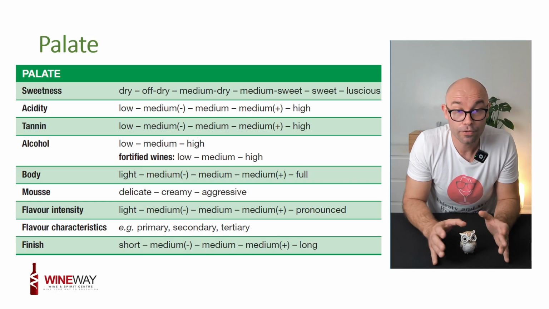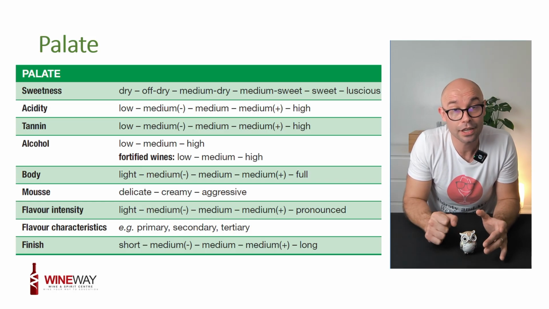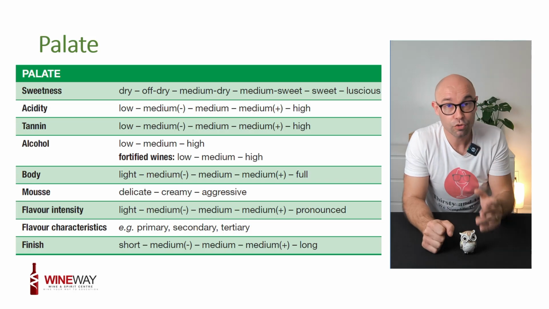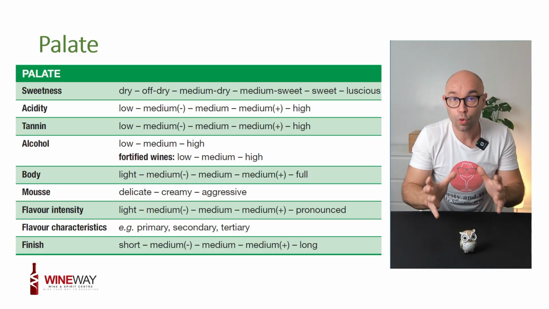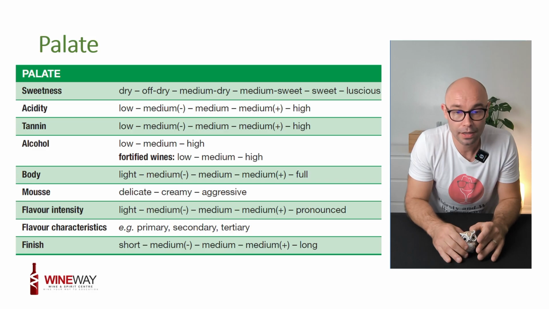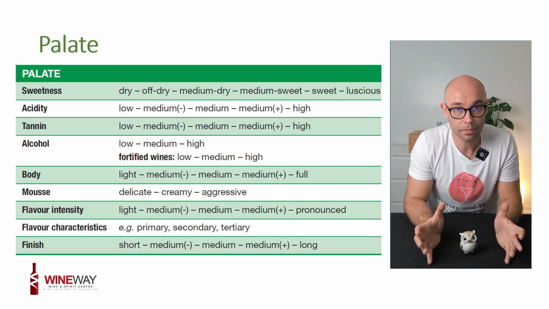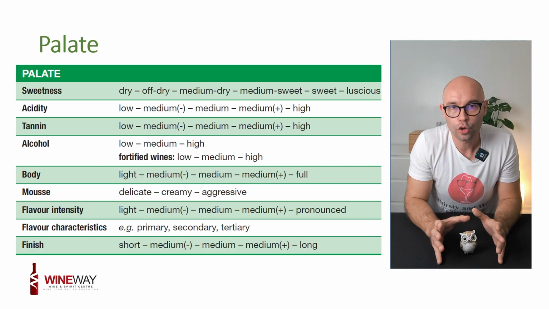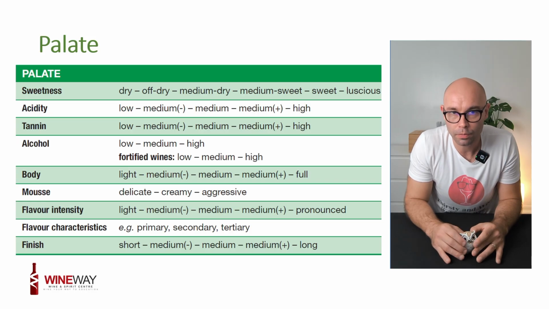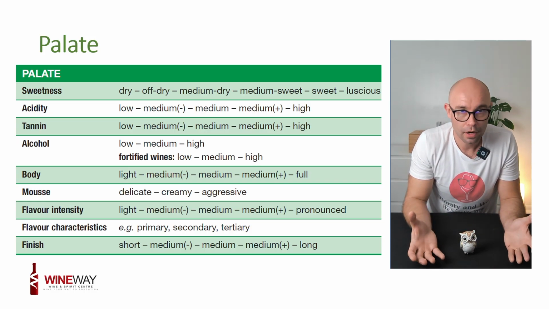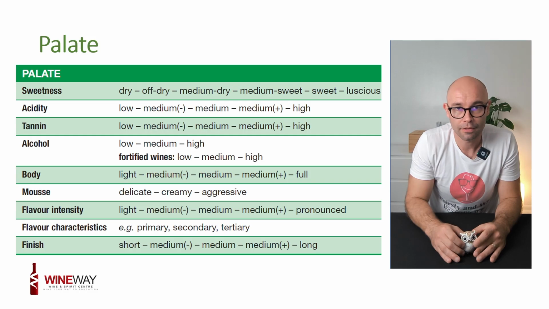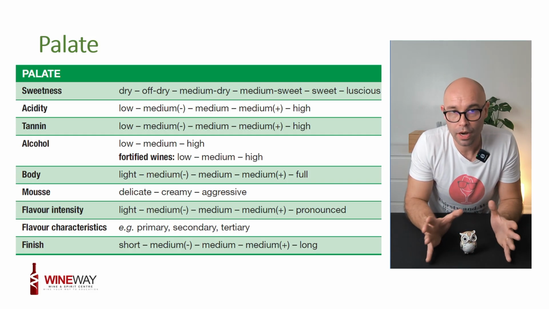Off dry means that the wine has a touch of sweetness. Medium dry means that there's more sweetness present in the wine, and medium sweet means that the sugar in the wine is well present. Sweet is going to be used for wines that have more than around 40 grams of sugar.